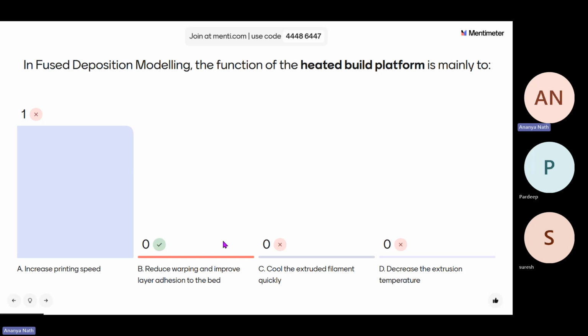So it's to reduce warping. The function of the heated build platform is to improve the part from the point of view of residual stress. So reduce warping and improve the layer adhesion with the bed. The first important thing is to adhere the first layer with the bed. That is why we use the heated build platform.